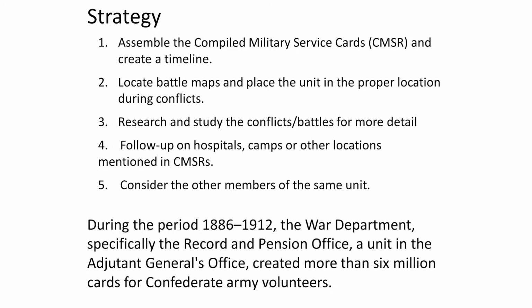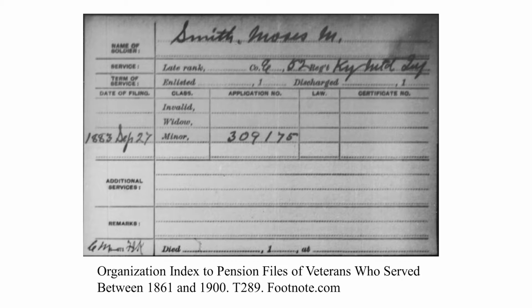Many have been digitized and are available at Fold 3, but for all of Tennessee's units, they're all available here, downstairs in the microfilm area, or they're also available on the Fold 3 collection on the computers. We also, as we move back in time, are going to look at two sets of cards that are available. One is called the Organizational Index, and this is by name.